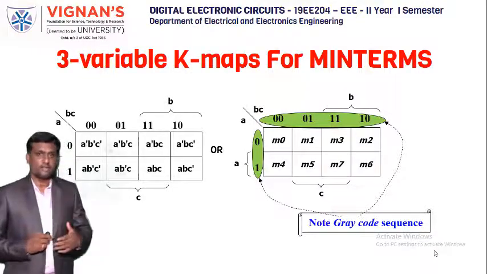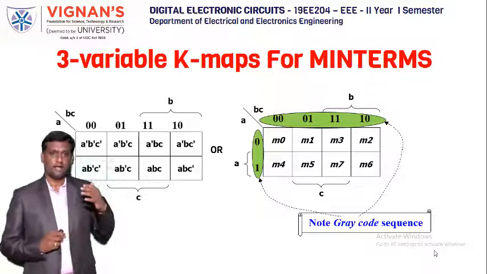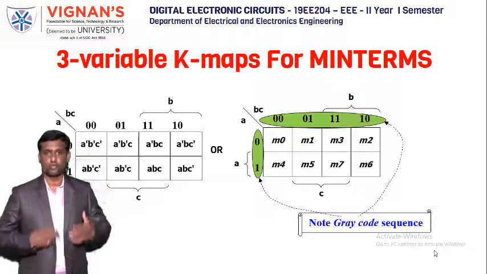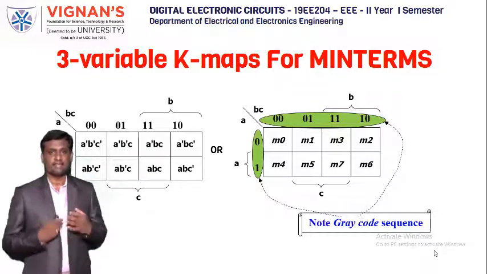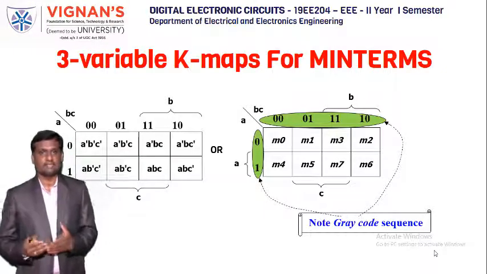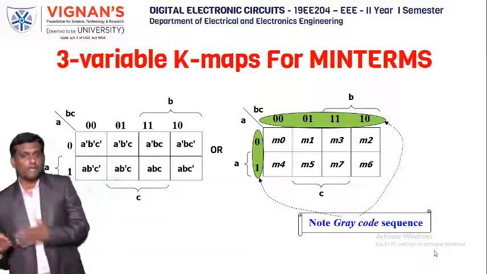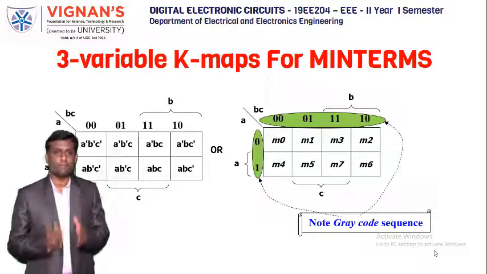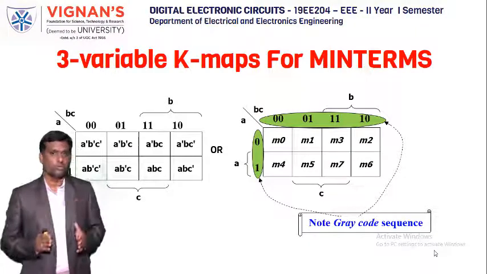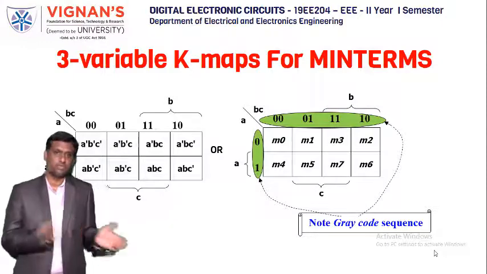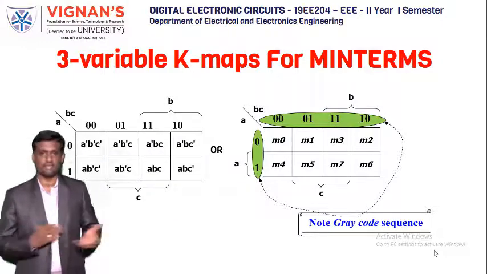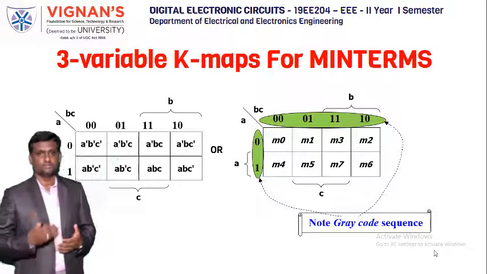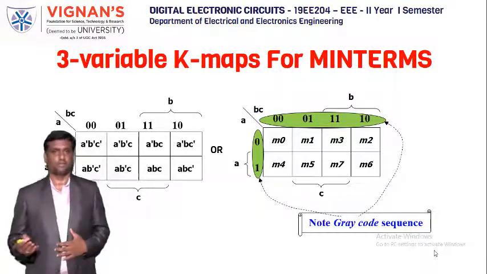So in this combination, the total number of cells are 8, that is 2 cube. Those 8 cells are represented like 2 columns and 4 rows. It is not at all a mandate to represent 2 columns and 4 rows. We can interchange 4 columns and 2 rows. We can represent like that also. So in this one, I represented 2 columns and 4 rows.